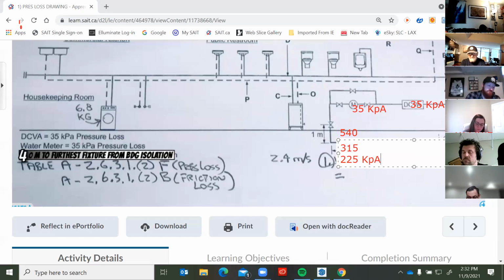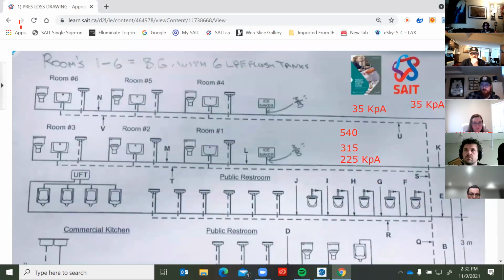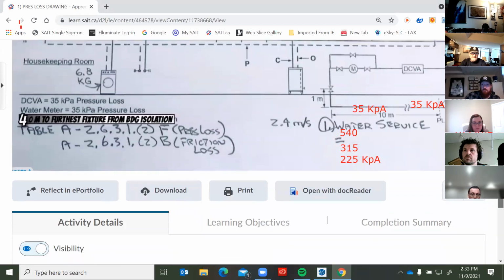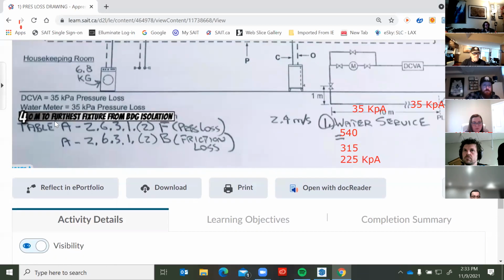kPa. Now we're going to take this new derated pressure of 225 kPa and divide it by the total developed length times 1.5. So now we have to figure out what's the total developed length on this drawing. Did I say anything on here? Is it 40? Oh, that's the total height. Oh no, I say it down here, the furthest fixture from the building. Yeah, I say it right here, 40 meters. So it's 40 meters to the furthest fixture.